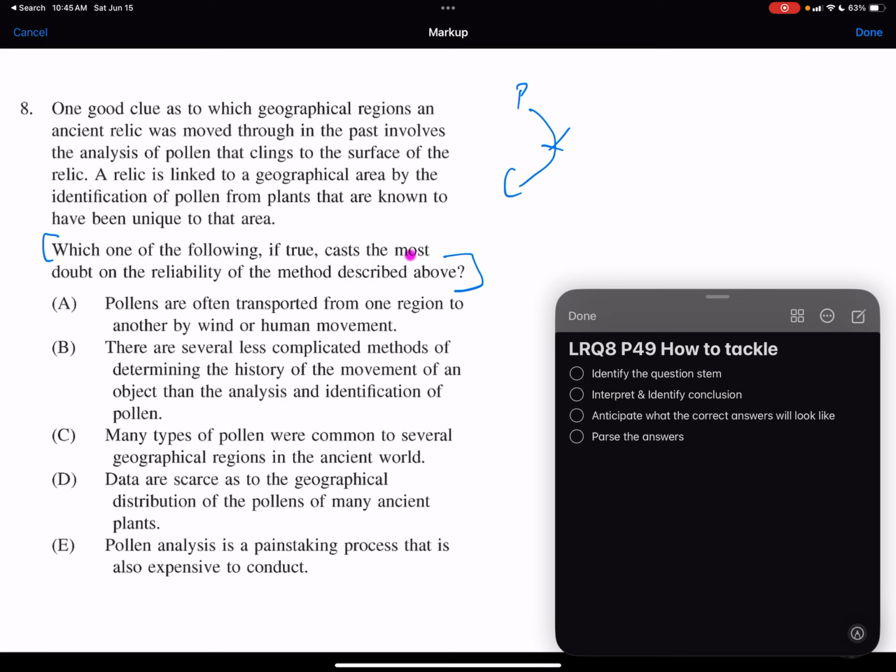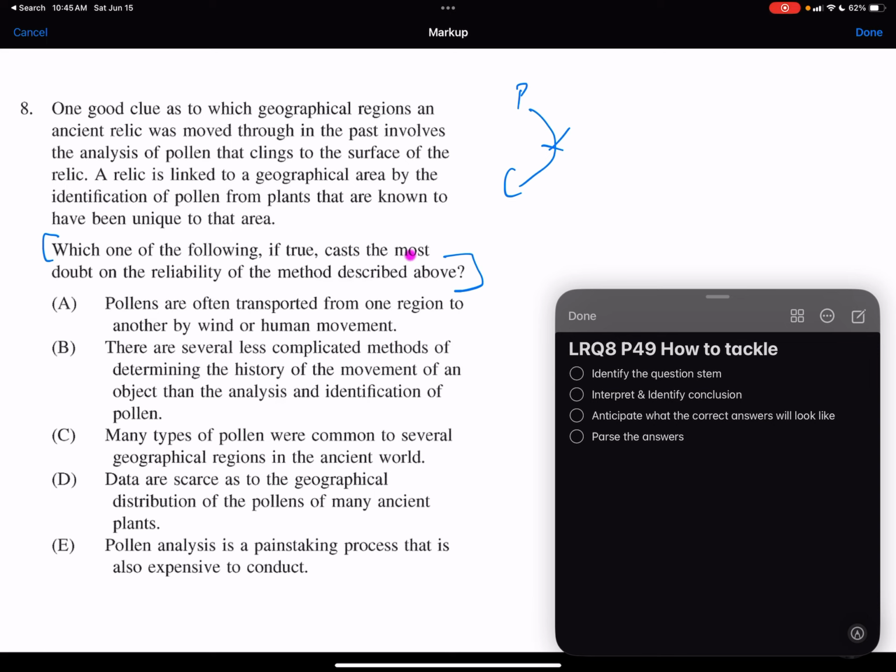Let's begin. One good clue as to which geographical regions an ancient relic was moved through in the past involves analysis of pollen that clings to the surface of a relic. So if scientists or archaeologists are examining a relic, of all the clues they examine, they could look at the pollen and it gives them an indication of where that relic may have been.